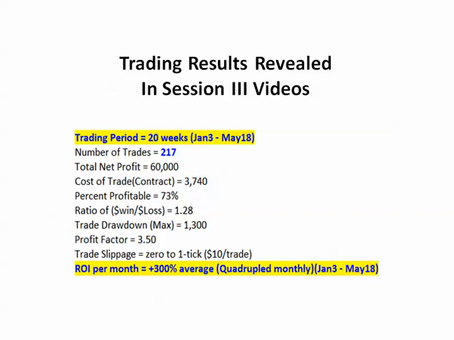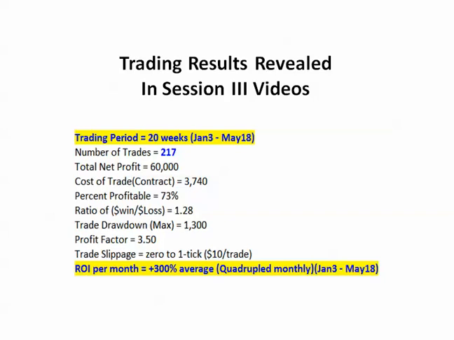Since Allan uses automated trading, there's basically no slip. The most slippage would be one tick or $10. Now look at this. The return on investment per month is equal to 300% on average. Can you imagine that? 300% profit on average per month? That's unbelievable. But anyway, you can see all the details yourself.